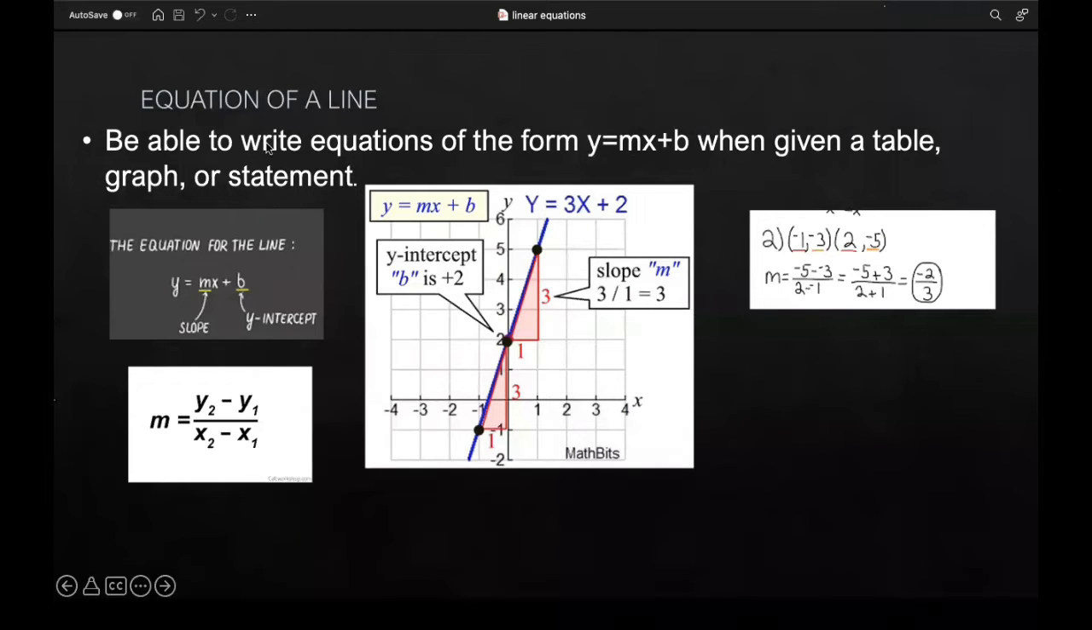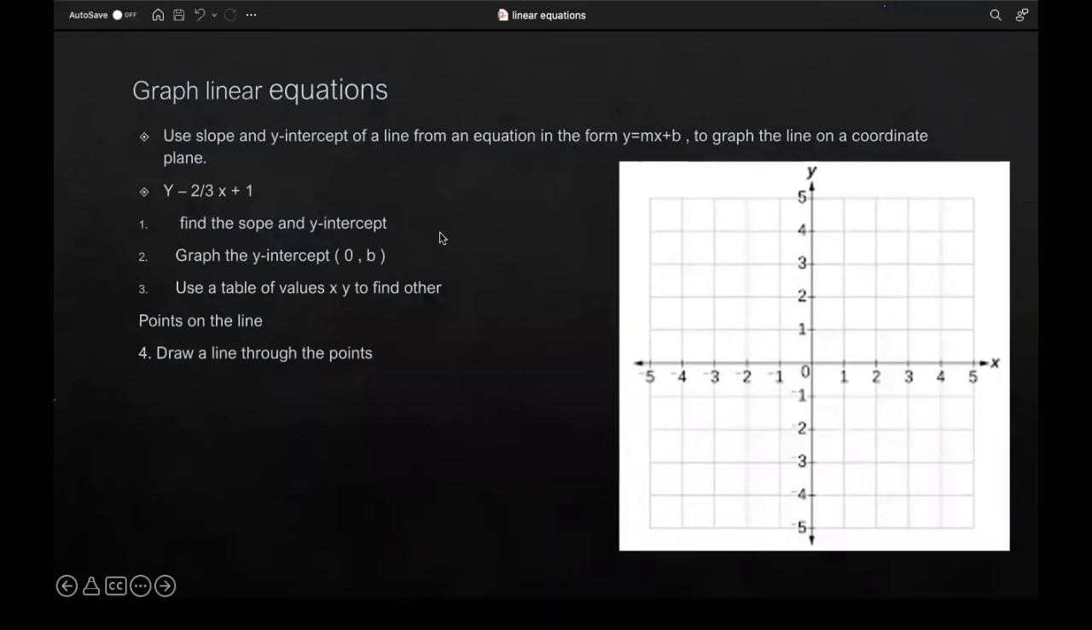All right. Okay, moving on to the next slide, we have how about when we're given a linear equation and we're required to graph this equation. So what we should do. So this is an equal sign. Okay, graphing linear equations. Graphing linear equations, we use the slope and the y-intercept of a line from an equation in the form of y equals mx plus b to graph the line on a coordinate plane.